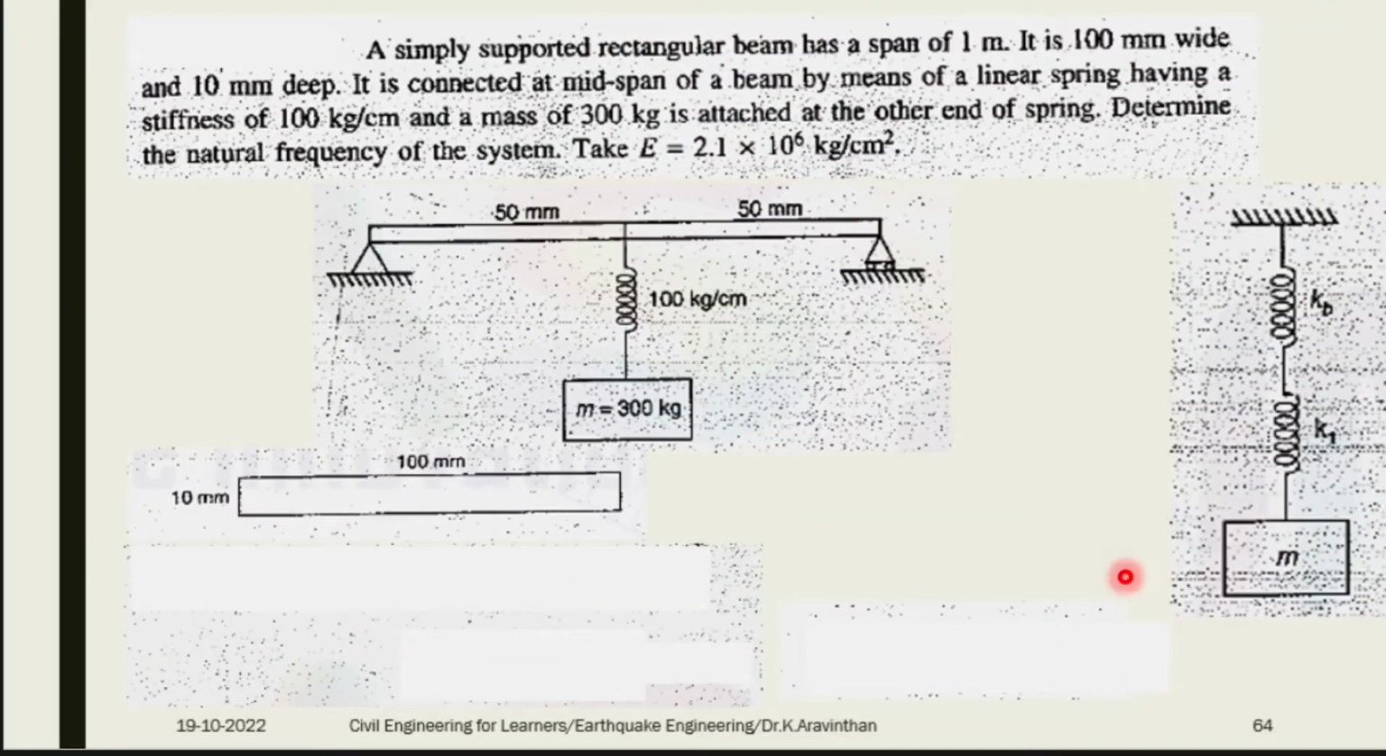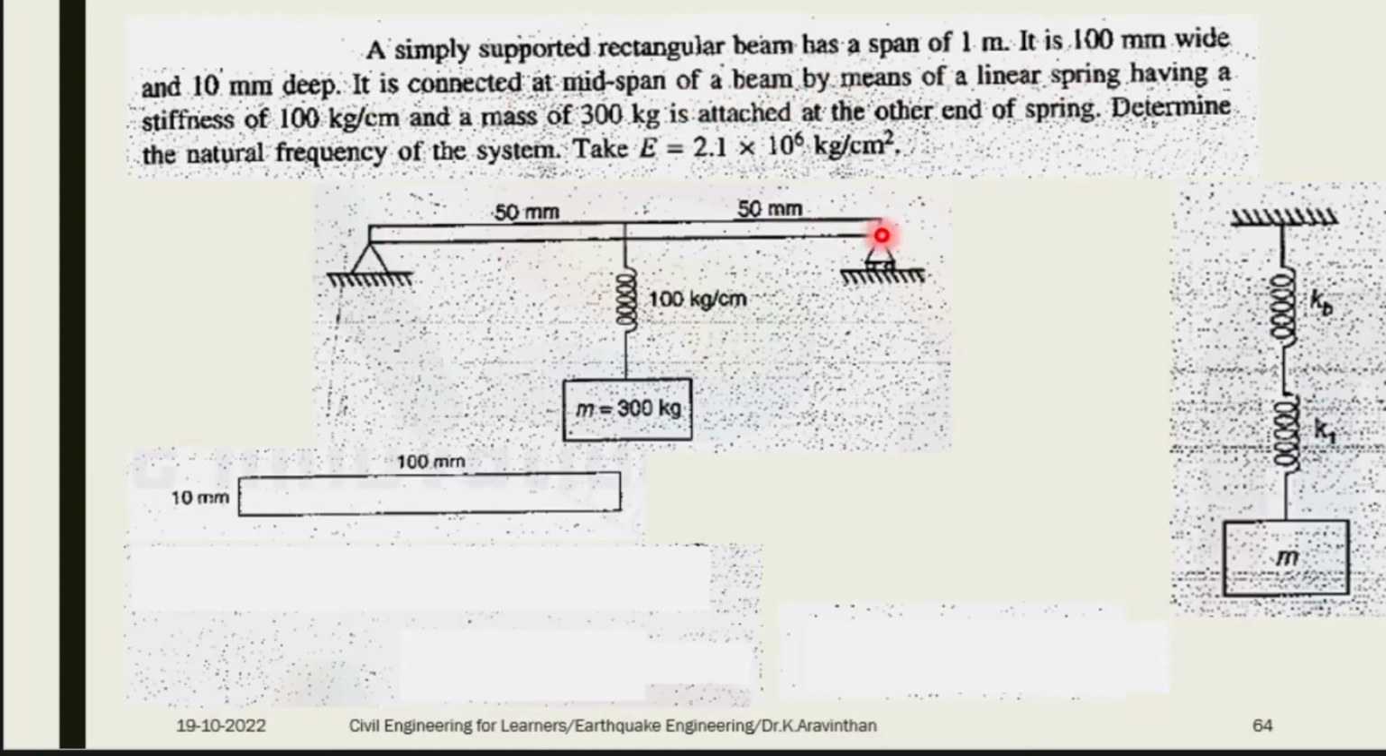A simply supported rectangular beam has a span of 1 meter. So this is 1 meter. You have the cross section of 100 mm wide and 10 mm deep. The cross section is given. This is 10 mm deep. It is connected at the midspan of the beam by means of a linear spring.